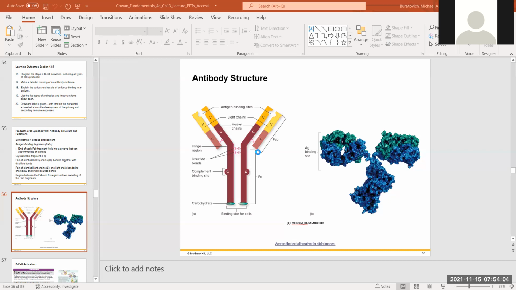Once the B cell is activated and it receives cytokines from the antigen presenting cell, the activated B cell will now start to very slowly undergo a process called isotype switching.